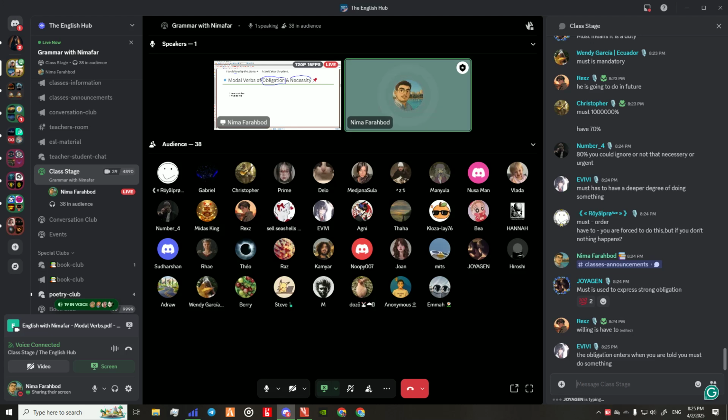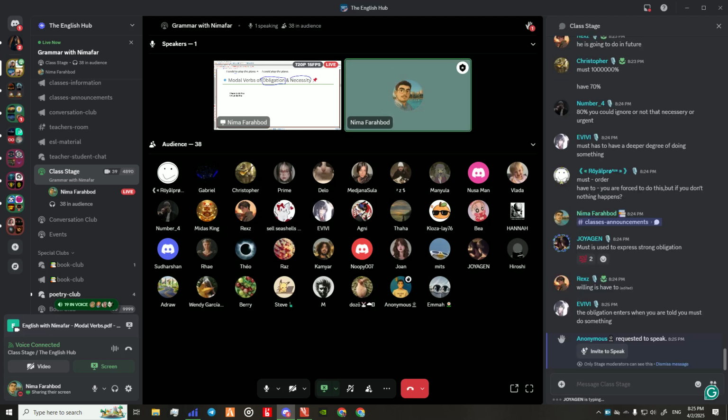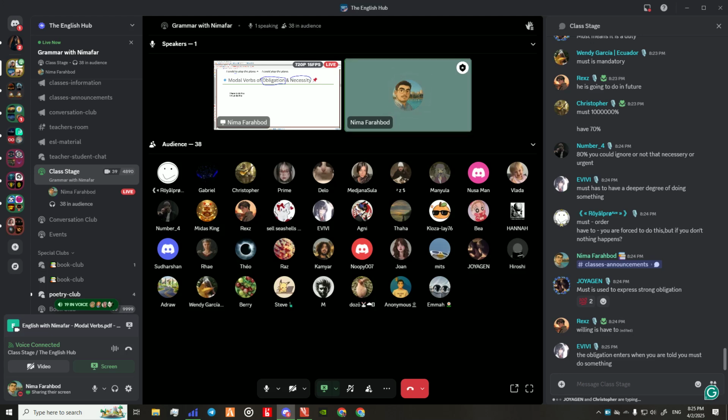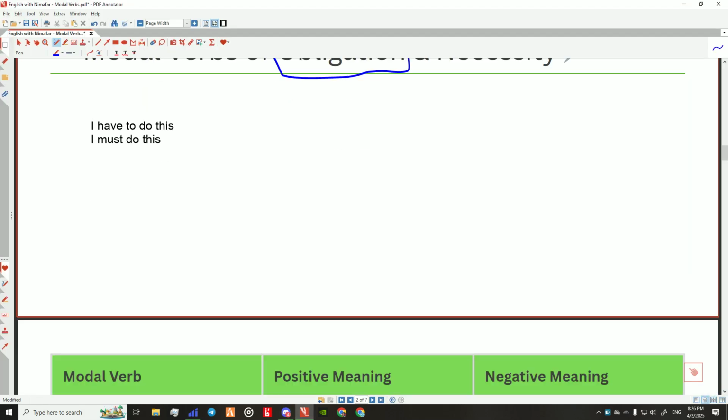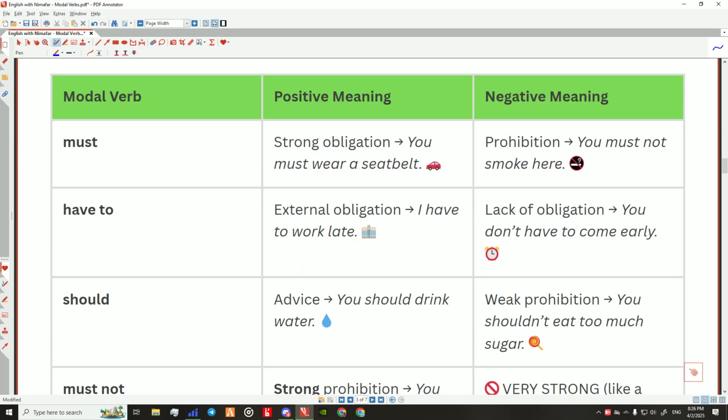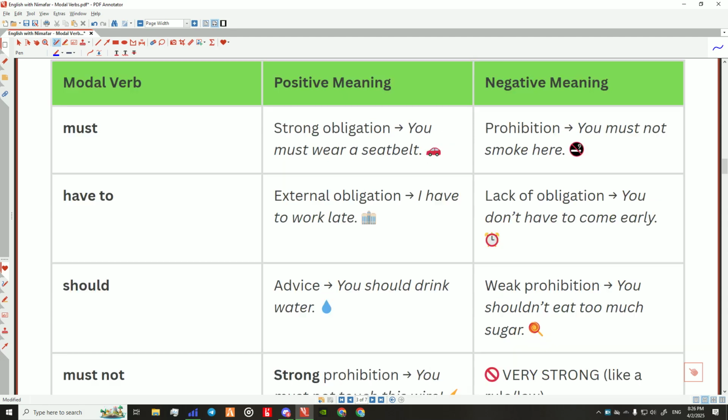This is something we call internal obligation, and the boss case is like external. I have to do this. It means someone is forcing me. My boss, my, I don't know, parents, my teachers, my friends, whatever. External, outside of you. And internal means you do it yourself. So something we have here, external obligation: I have to work late. I don't know. Should. But must also means a strong obligation too.